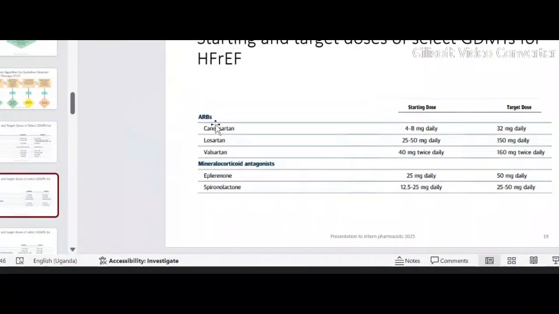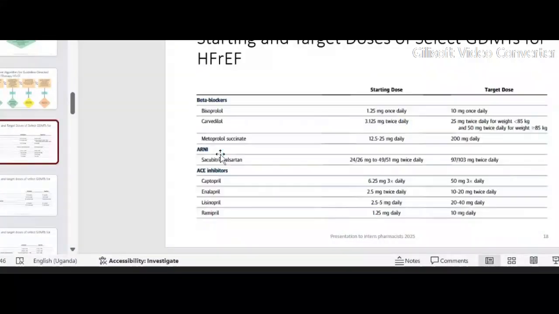ARBs, we have candesartan, losartan, and valsartan. These have demonstrated benefit in heart failure with reduced ejection fraction. These drugs prolong the life of the patient. You can call them the Fantastic Four. Maybe that will help you remember. The Fantastic Four include what?